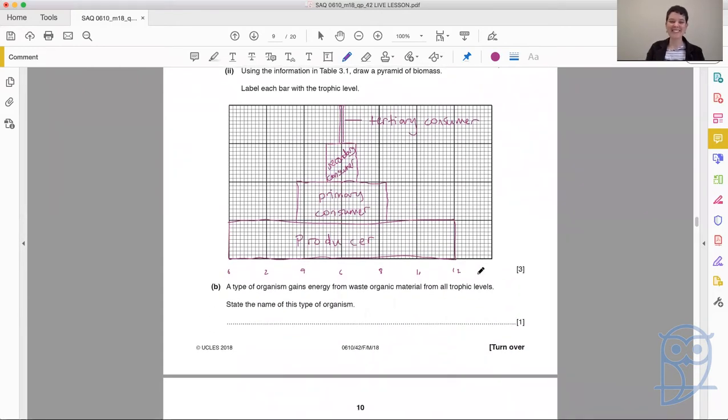The next part of this question says, a type of organism gains energy from waste organic material from all trophic levels. State the name of this organism. So who gets the waste from every level? That is the decomposers.